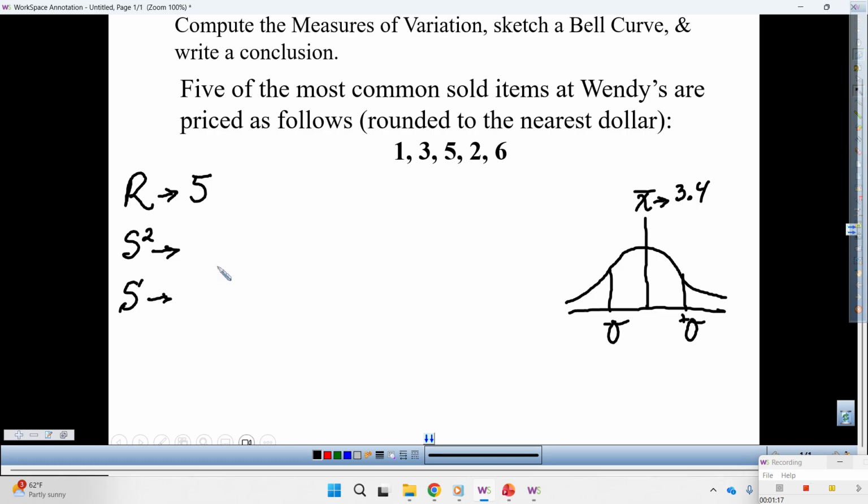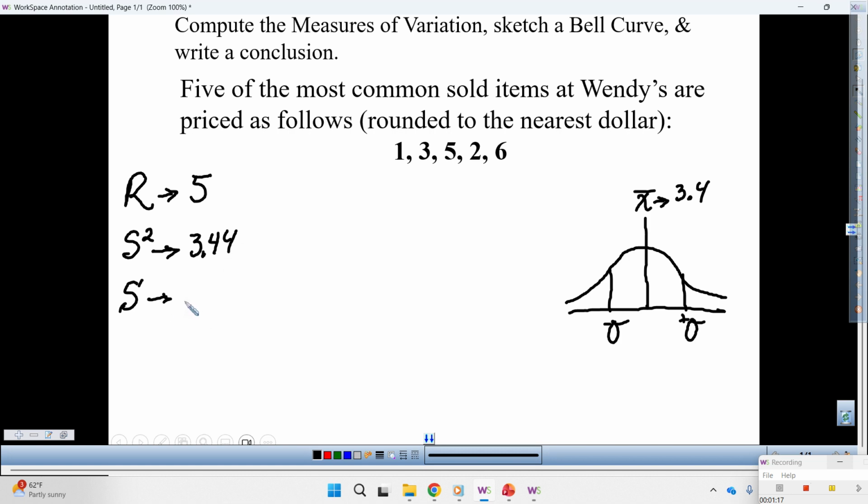Variance. Let's pass on Yozgard for the variance. Aaron, what did you get? 3.44. Hands up if you got 3.44 for the variance. All right, looks about right.